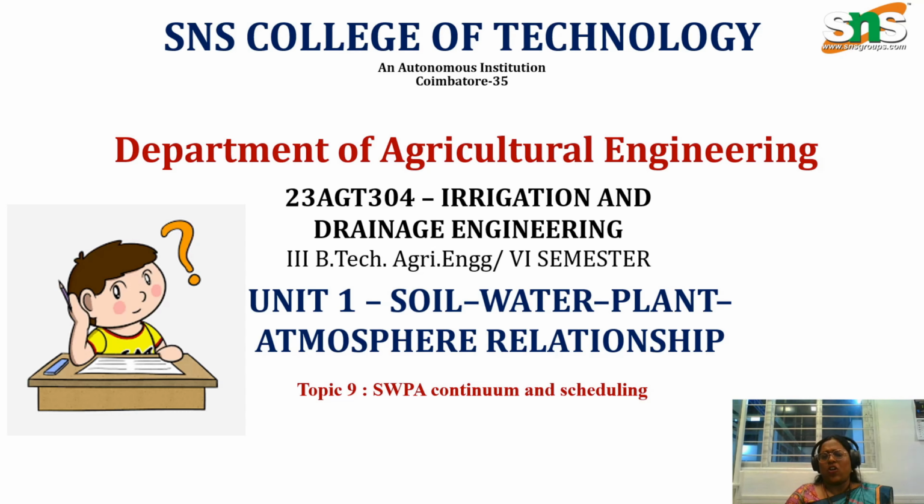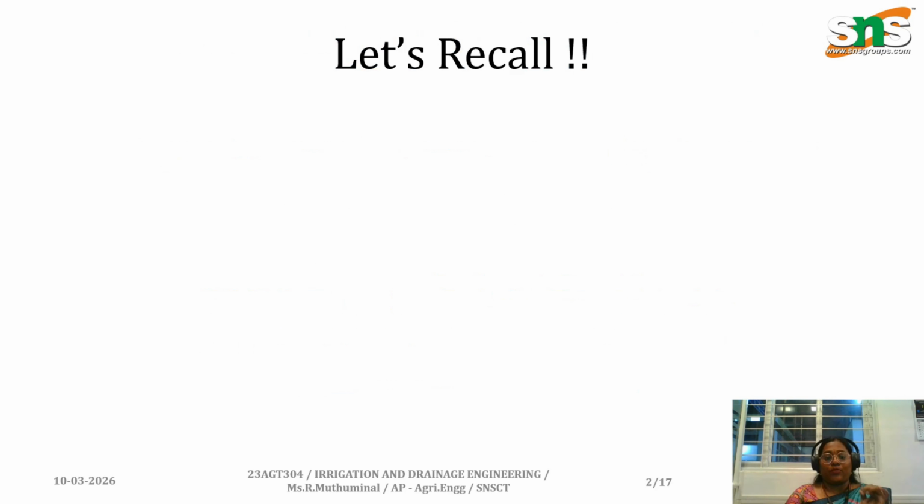Today, we'll see the topic on SWPA Continuum and Scheduling that comes under the unit Soil, Water, Plant, Atmosphere Relationship under the subject Irrigation and Drainage Engineering for the students of third year, sixth semester. This concept explains how water moves continuously from the soil through the plant and finally into the atmosphere. Understanding this process is very important for efficient irrigation management and crop growth.